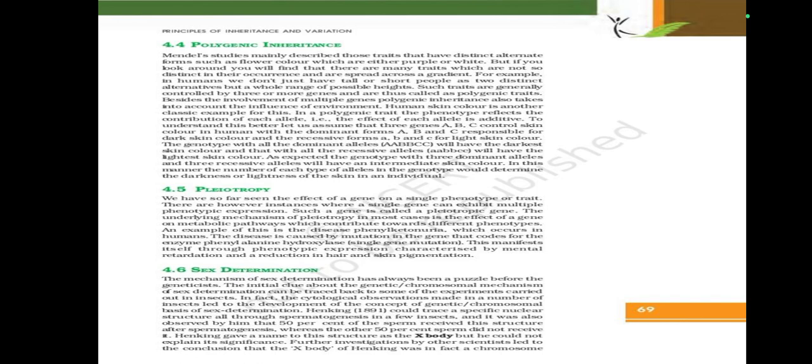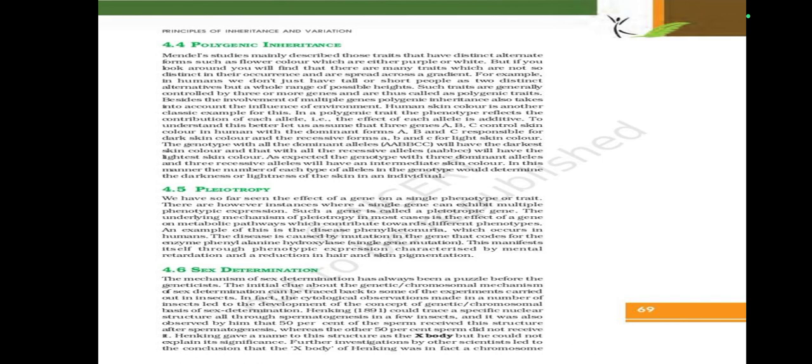Besides the involvement of multiple genes, polygenic inheritance also takes into account the influence of environment. Human skin color is another classic example of a polygenic trait, and the phenotype reflects the contribution of each allele. That is, the effect of each allele is additive.